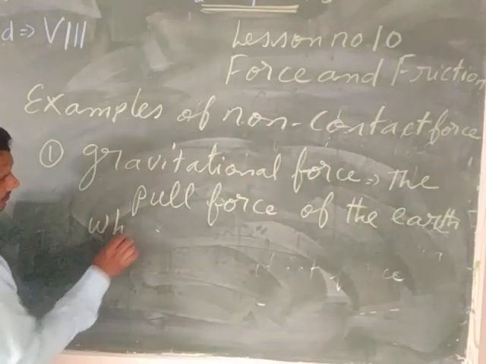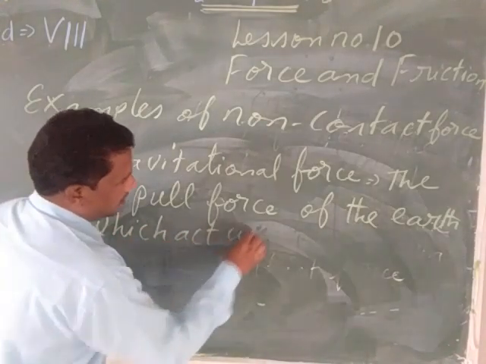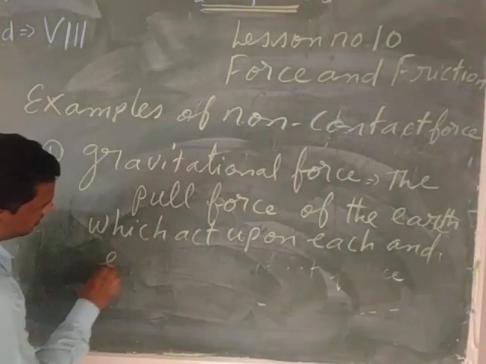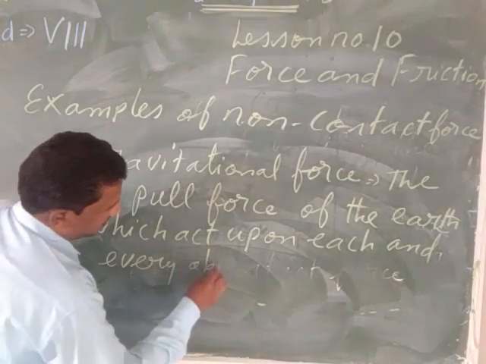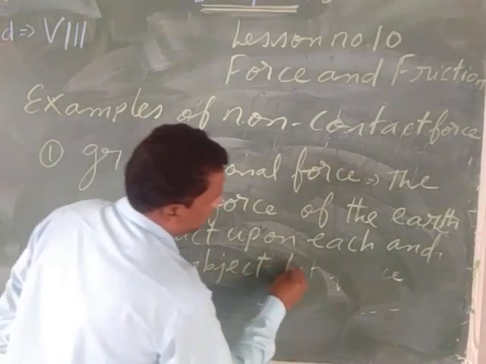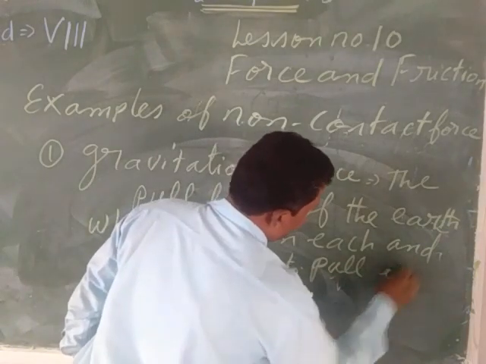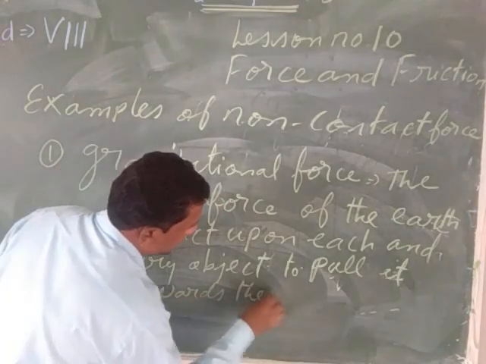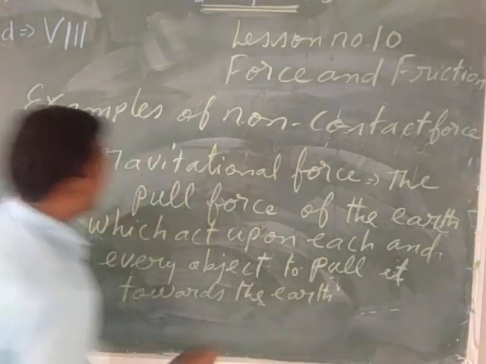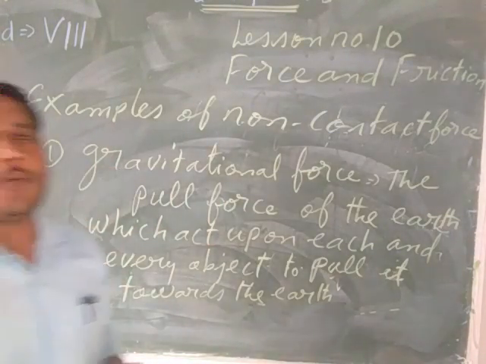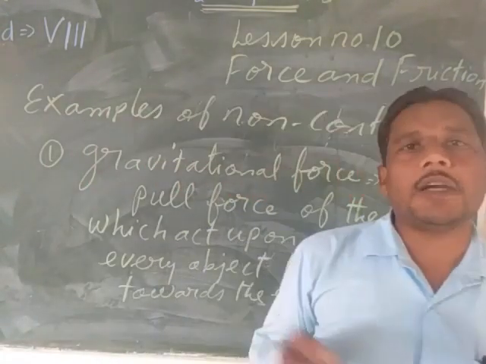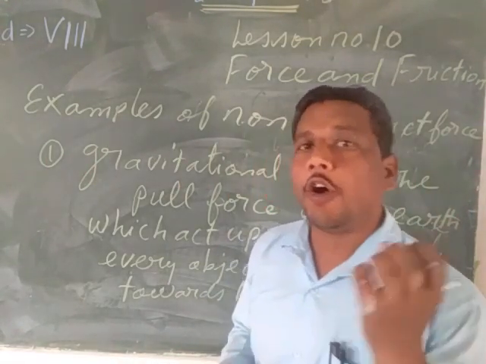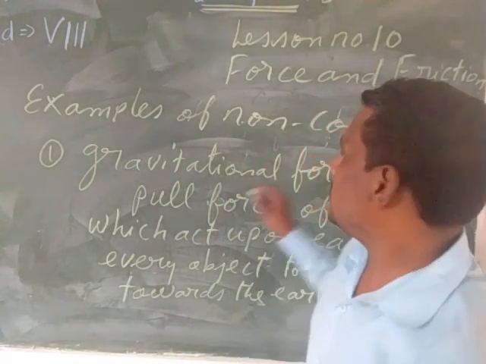The pull force of the earth which acts upon each and every object to pull it towards the earth. See my channel, let us see the gravitational force. What is the gravitational pull? The pull force of the earth which is acting upon each and every object to pull the object toward the earth, that is called the gravitational force.